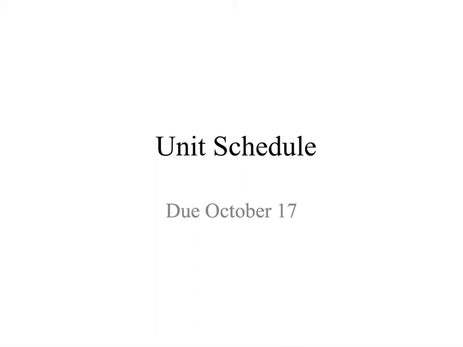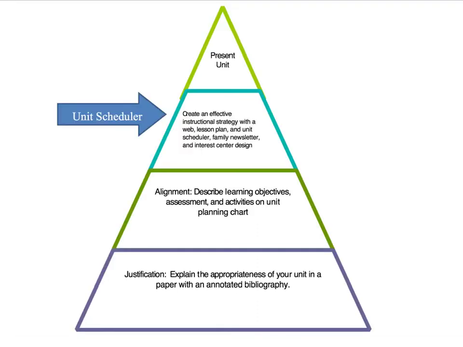Hi, this is the explanation for the unit schedule assignment, which is due on October 17th and worth 50 points. This is the next component in step 3 of the unit project assignment. You've already completed the unit planning chart where you've listed the 3 objectives for your unit with assessment and activities. Then you took the activities and put them on a web. Now it's time to put them into a schedule of how you would go about teaching the activities.